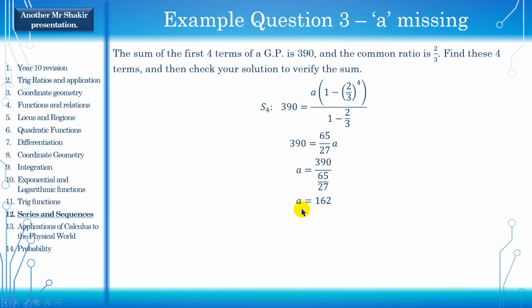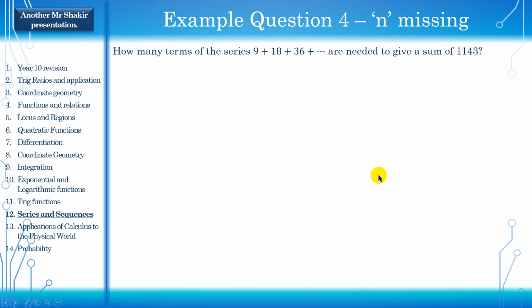Now we have A and we have R, we can find the first 4 terms. First term is obviously going to be 162. Multiplied by R to get the second term, multiplied by R again, multiplied by R again, and you get the first 4 terms. Easy. And you can check your solution to verify the sum, add all these together, and make sure that you get 390.